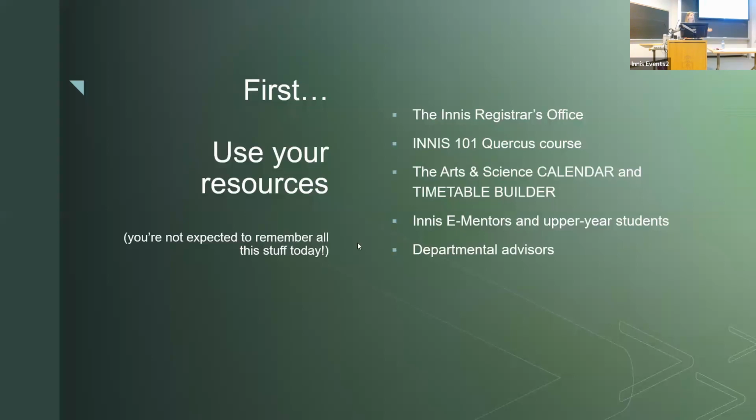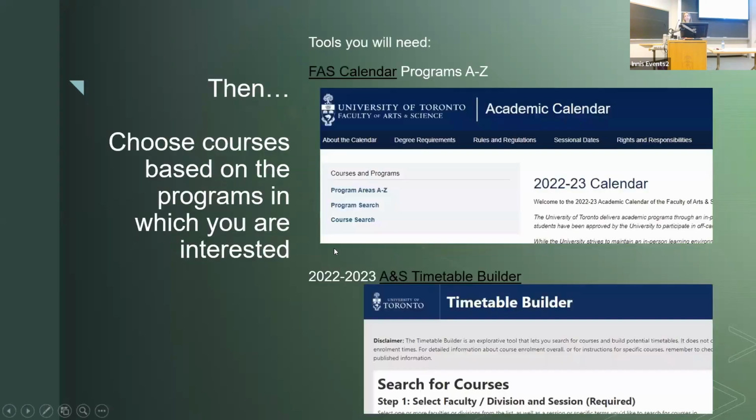Okay, so the two tools that you need to use over the next little while. The academic calendar is your go-to really for everything academic related, and then the timetable builder. Once you've figured out what courses it is that you would like to take, then you go to the timetable builder and start to put together your schedule.